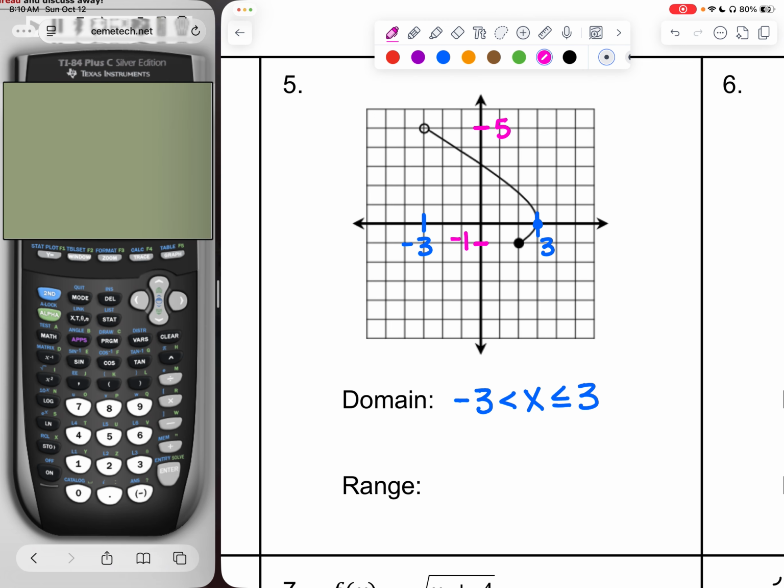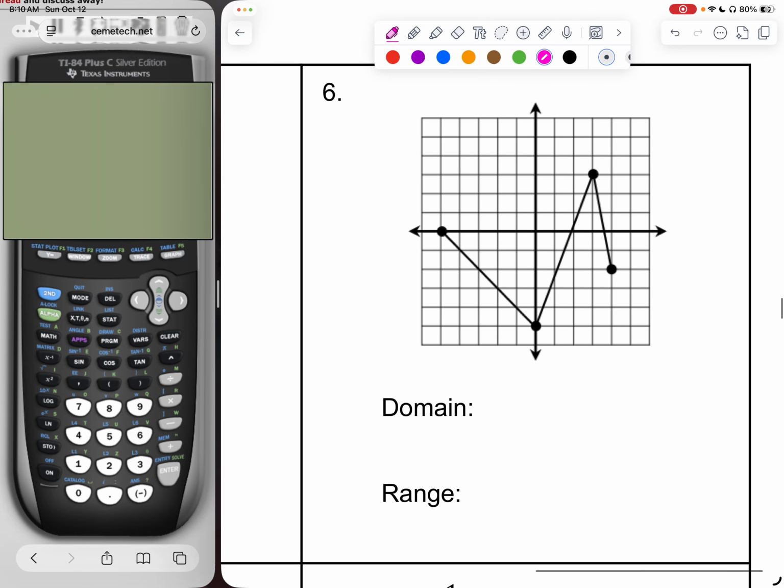So the range can go from -1 at the lowest, and I can equal -1. It's a closed circle. I can tell that it can go all the way up until it gets close to 5, but it cannot equal 5 because it's an open circle.